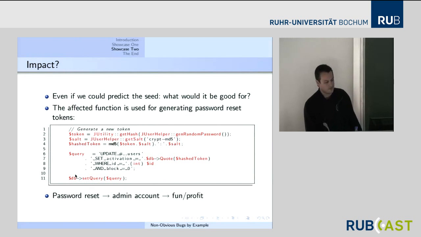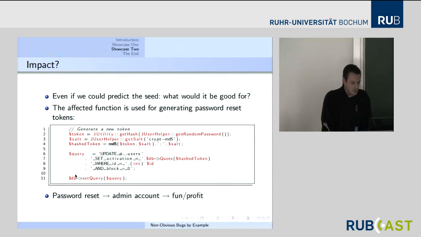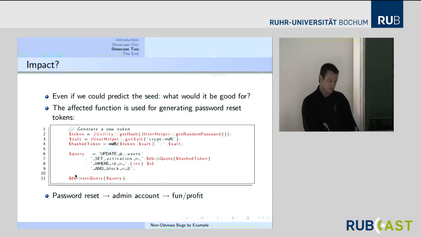Okay, even if we were able to predict the seed, what would be the impact? Because that looks a bit more difficult than the Typo3 one, so it's probably worth first analyzing where this is going to lead us.